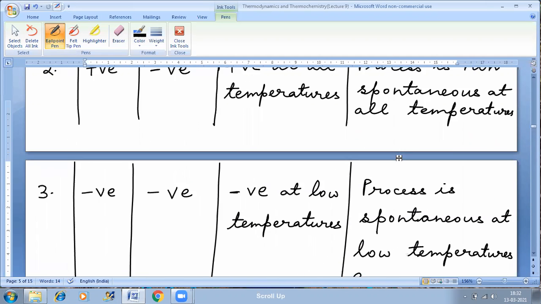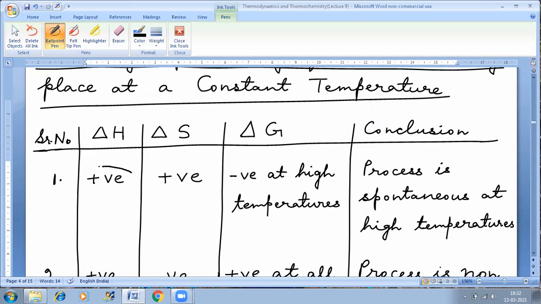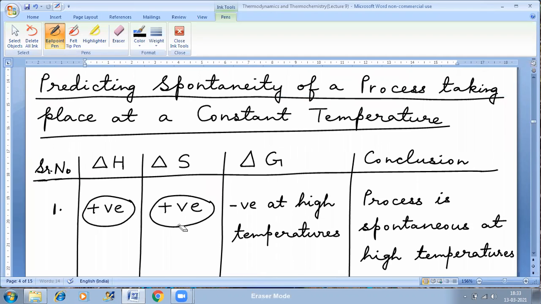So that's what we have filled in the table. First one, delta H positive, delta S also positive. Delta G is what? Negative at high temperatures. And the conclusion is the process is spontaneous at high temperatures. That is what we concluded. So this is how we can fill the table.